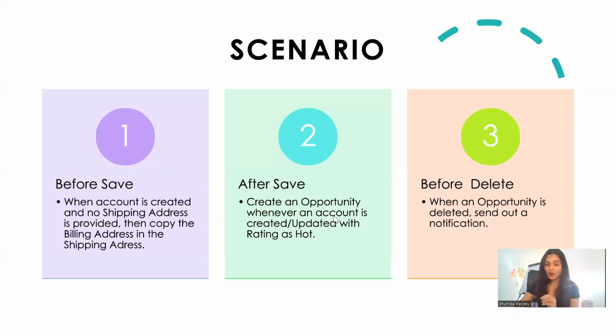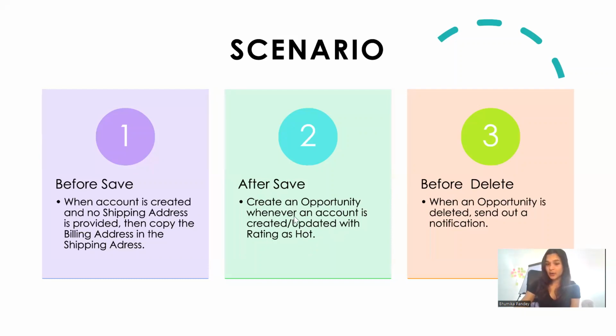The next one is to create an opportunity whenever an account is created or updated with rating as hot. Let's say a user is creating an account and keeping the account rating as hot, and the moment he saves that account, one associated opportunity should be created, related to this particular account. If you go to the related list of the account, to the related opportunities, you should be able to see that auto generated opportunity that gets created by your flow, or whatever logic you write.